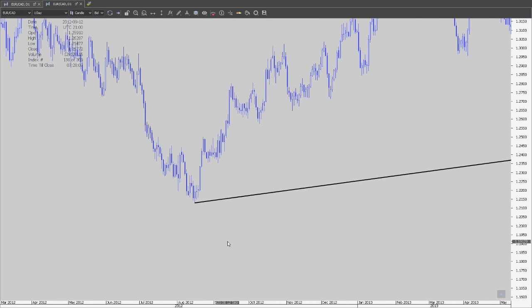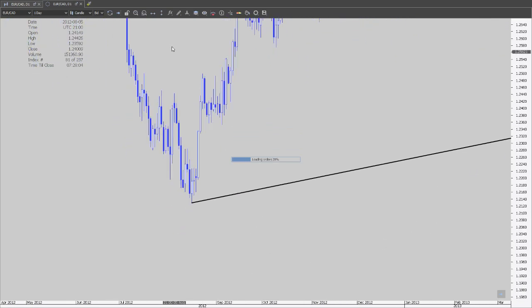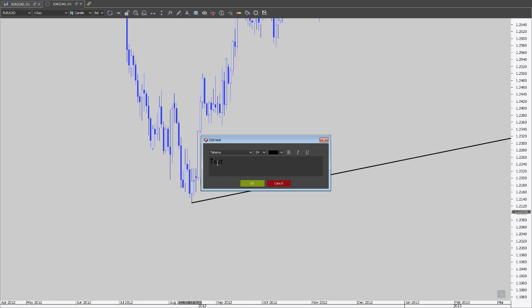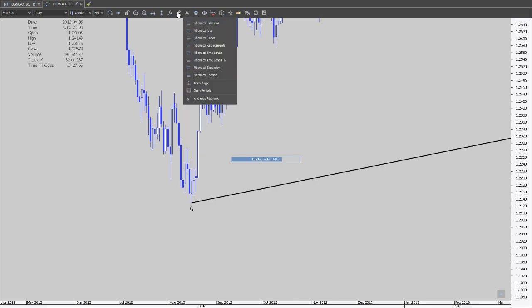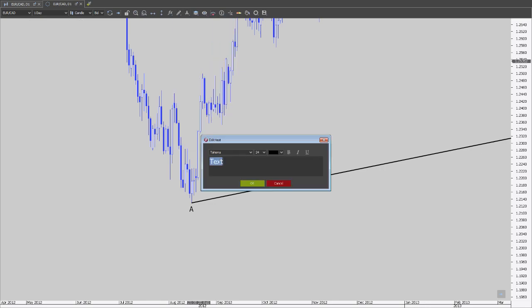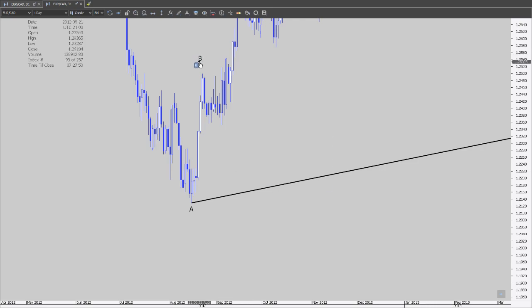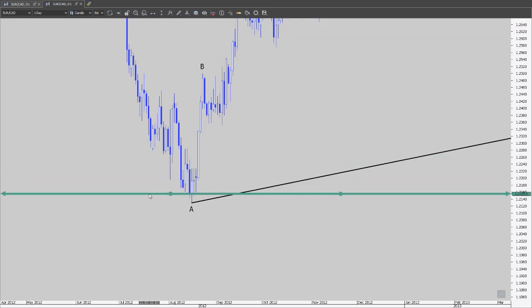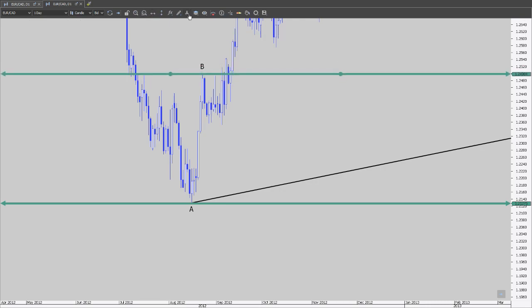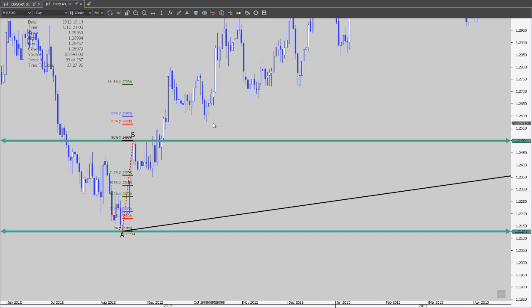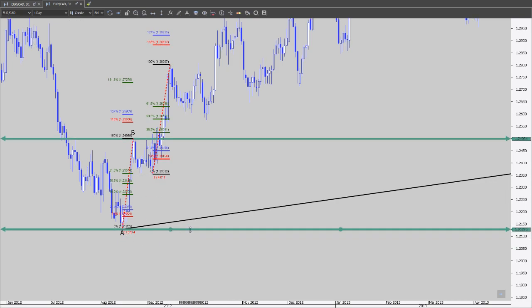Okay, now this is the A, so this is going to be our A, and let's go. This is going to be our B. I'm going to go rather swiftly in the beginning. AB, horizontal line, this is our A, this is our B, the first high. So Fibonacci retracement tool, AB, and I can already see where is the CD, this is the D, this is the C.